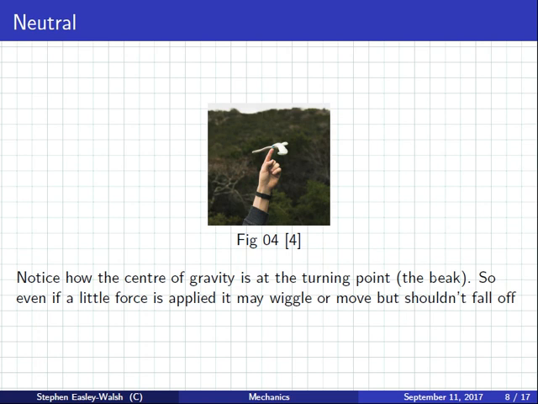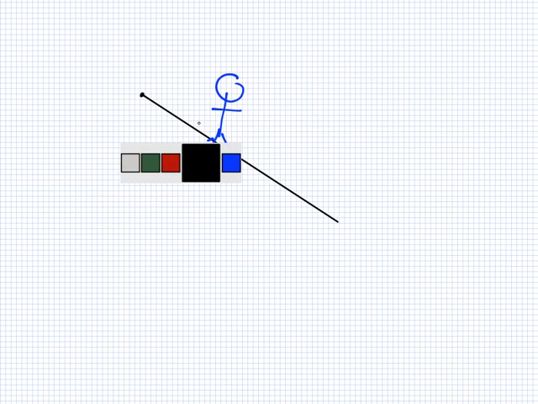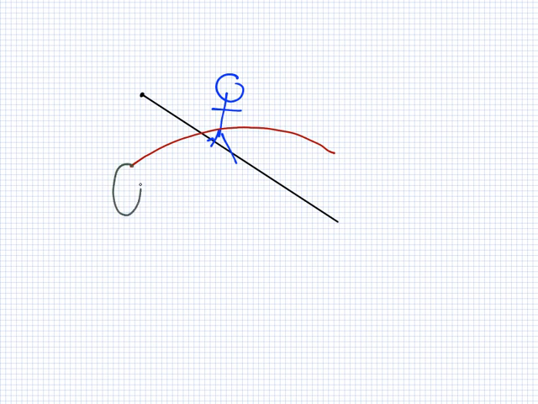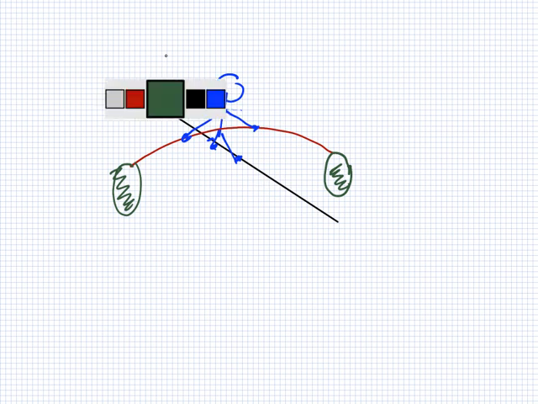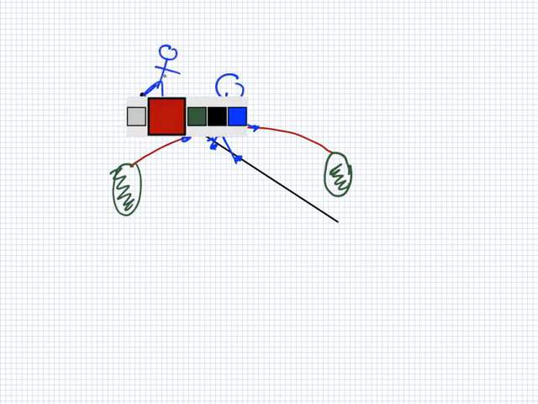Actually, do you know what? I'll give you another good example of neutral. This lad. When the people are training to walk across the rope, actually I should really have him holding this. When they're walking across, if he doesn't hold this, where's his centre of gravity? His centre of gravity will be about here.